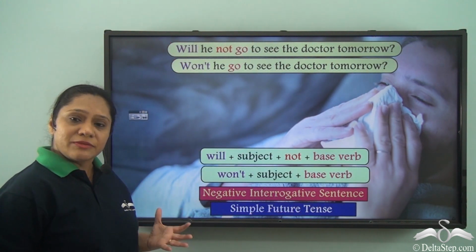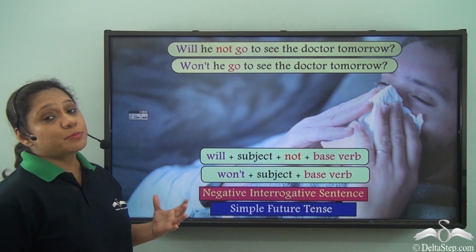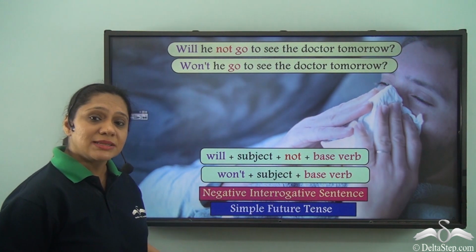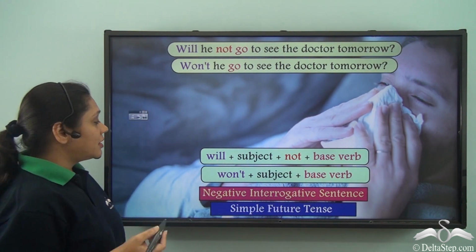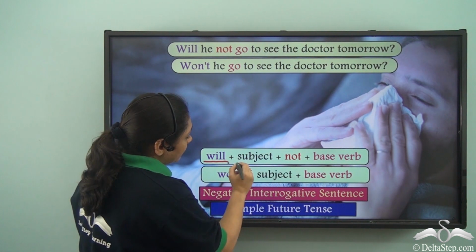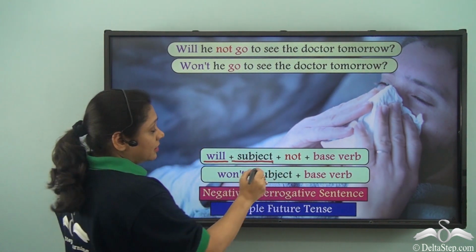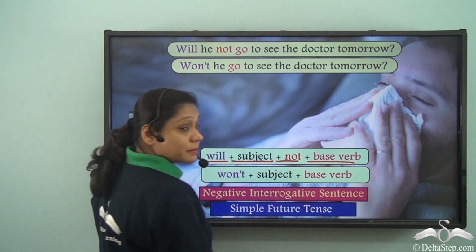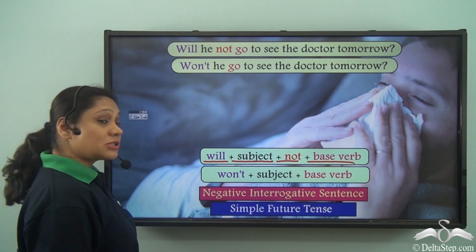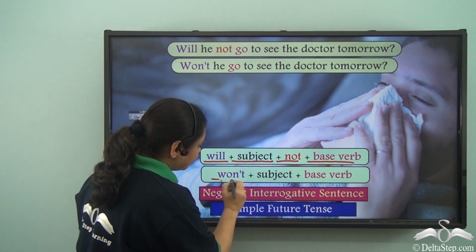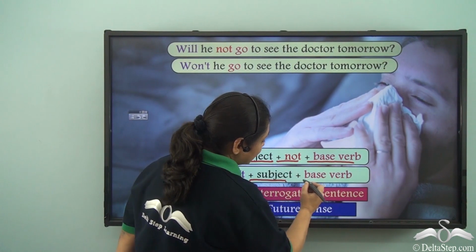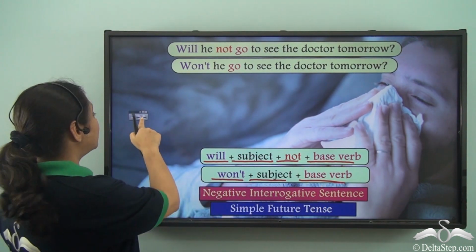So the negative interrogative sentences which portray the simple future tense can be written in two ways. We can either write will followed by the subject, then not followed by the base verb, or we can use the contracted form and write won't followed by the subject and then the base verb.